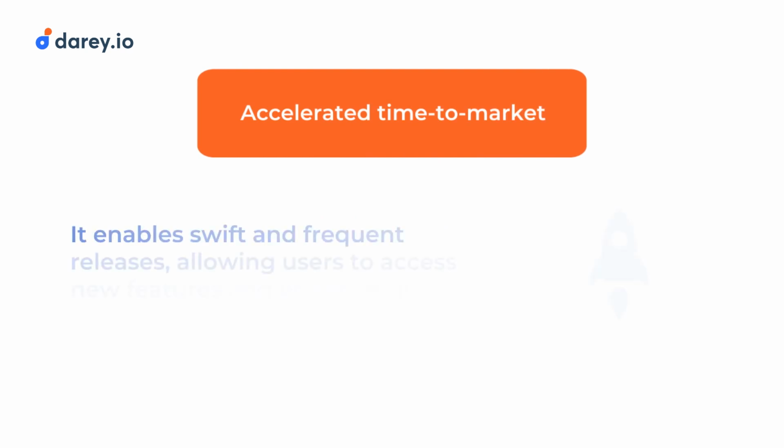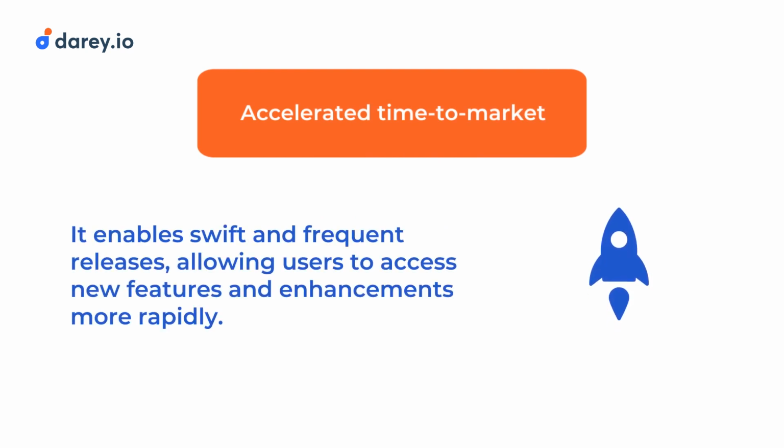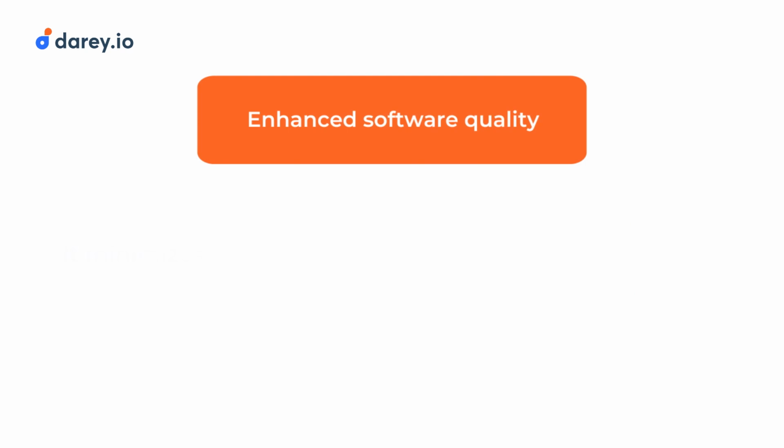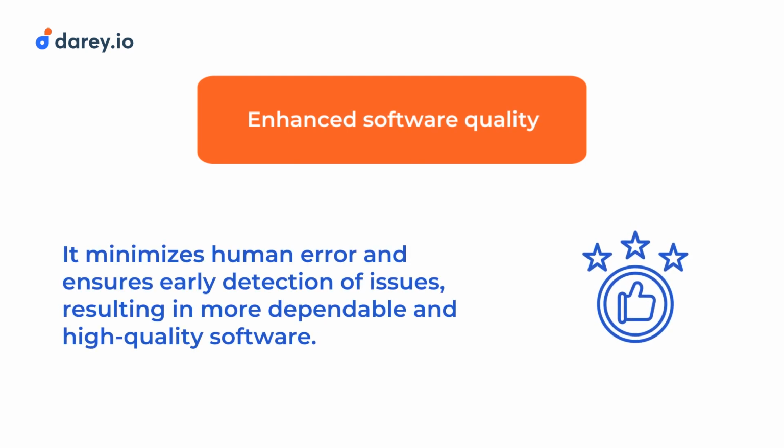Implementing continuous delivery brings numerous benefits to organizations. Accelerated time to market, which enables swift and frequent releases, allowing users to access new features and enhancements more rapidly. Enhanced software quality, which minimizes human error and ensures early detection of issues, resulting in more dependable and high-quality software.